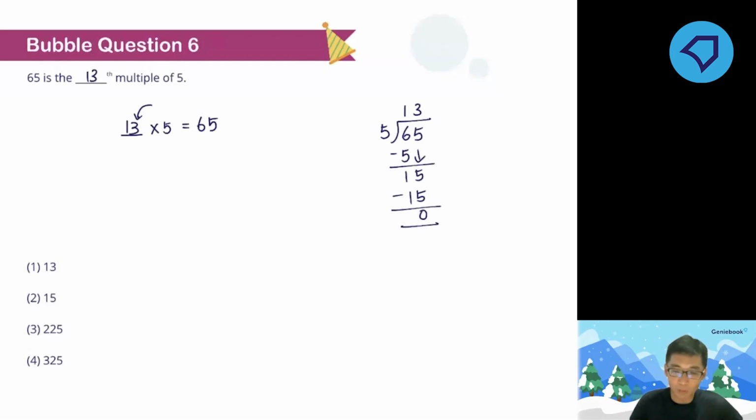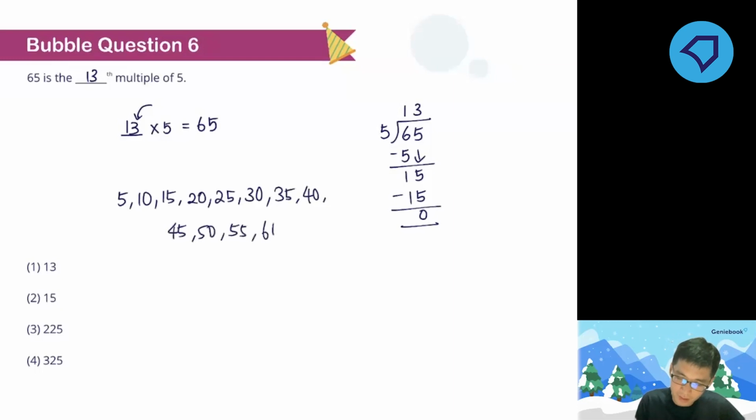If not, you can always list the multiples of 5. So you have 5, 10, 15, 20, 25, 30, 35, 40, 45, 50, 55, 60, and finally 65. Then you just count. Which multiple is 65? 1, 2, 3, 4, 5, 6, 7, 8, 9, 10, 11, 12, 13. So 65 is the 13th multiple of 5. Okay, bubble question number 7.